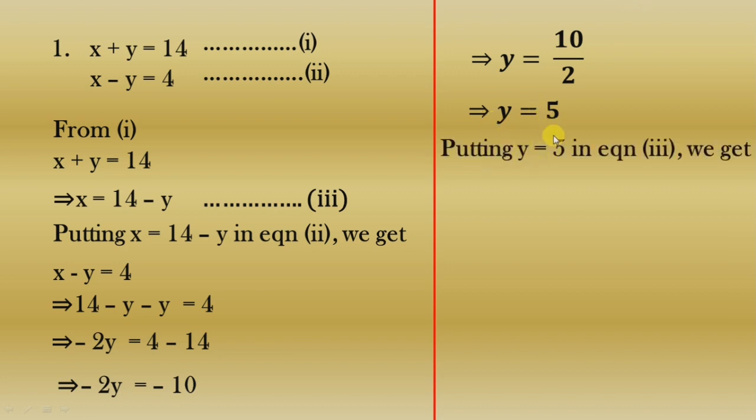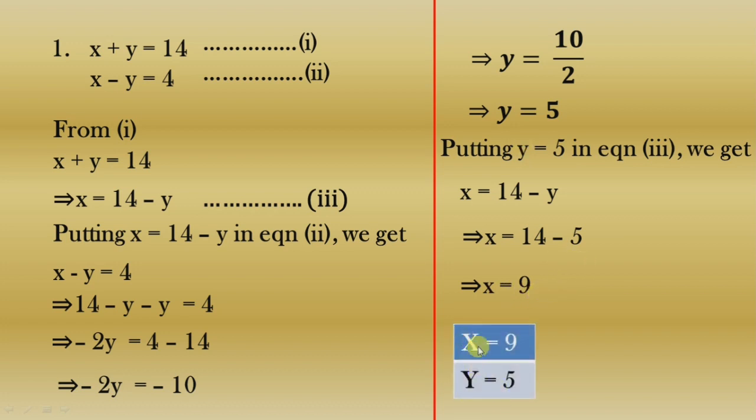Now putting y is equal to 5 in equation number 3, equation number 3 is x is equal to 14 minus y. Now this value of y is replaced by 5. So x is equal to 14 minus 5, and from here I get x is equal to 9. So x is equal to 9 and y is equal to 5. These two values satisfy both the equations.